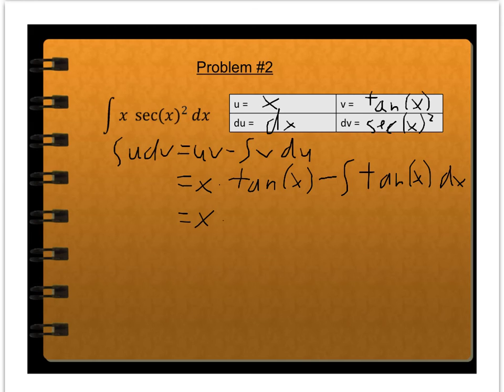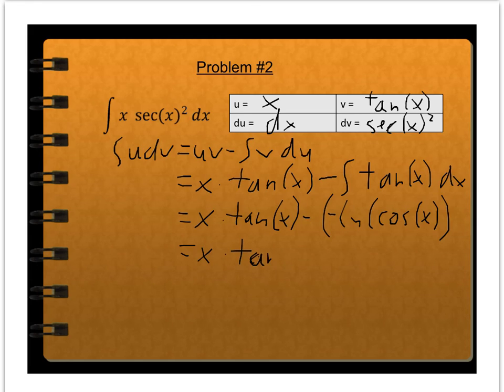It would be x times tangent of x minus the integral of tangent, which is the negative logarithm of the cosine of x. So I'll put that in bigger parentheses. And then you can just simplify that and add a c in the end because it's still an indefinite integral. And so your final answer would be x times the tangent of x plus the natural logarithm of cosine of x plus c. And now that is your final answer.